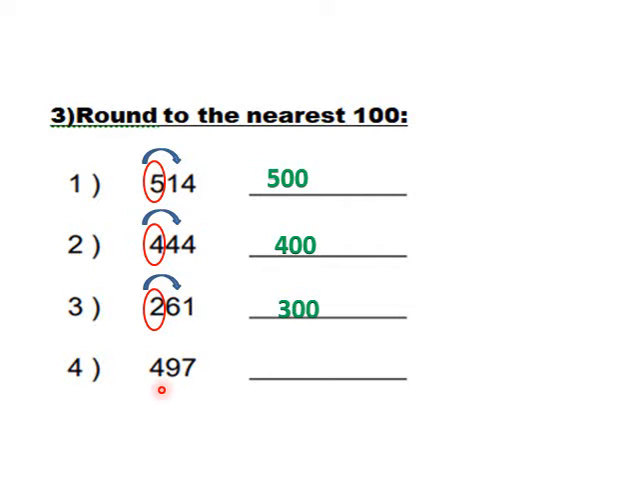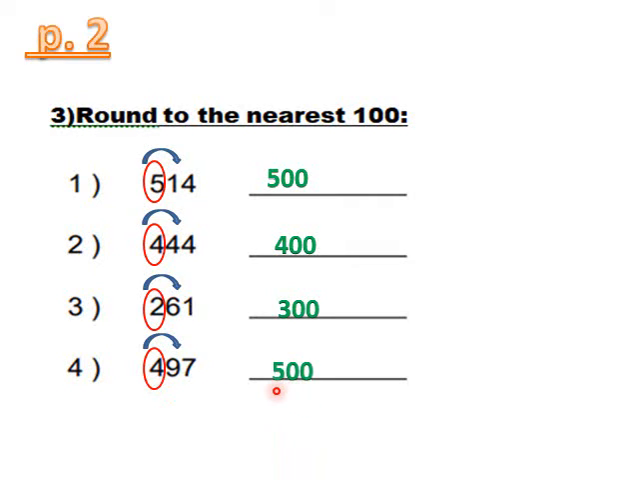Okay, the last one, 497. I'm rounding to the nearest hundred, so I will circle the number in the hundreds place. And I will check the number on the right side. What do you think? Is 9 a weak number or a strong number? Oh yes, it's a strong number. So the 4 will increase. I will add 1. 4 plus 1 is 5.